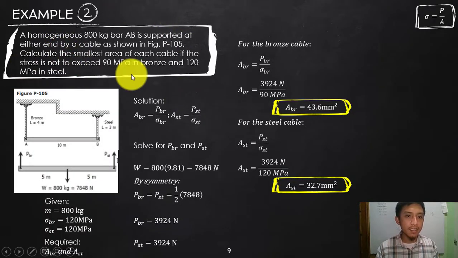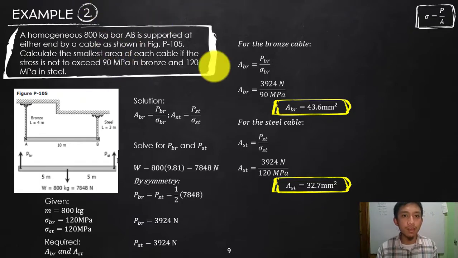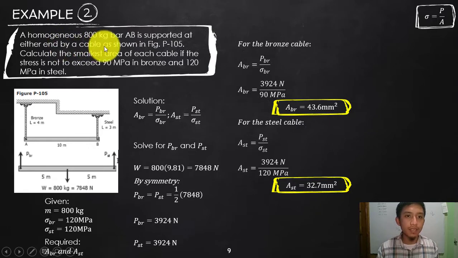Okay, second, let's try to have a second example here. A homogeneous 800 kilogram bar AB is supported at either end by a cable as shown in figure. Calculate the smallest area of each cable if the stress is not to exceed 90 megapascal in bronze and 120 megapascal in steel. So we have here two types of support: a cable which is made of bronze and a cable which is made of steel.